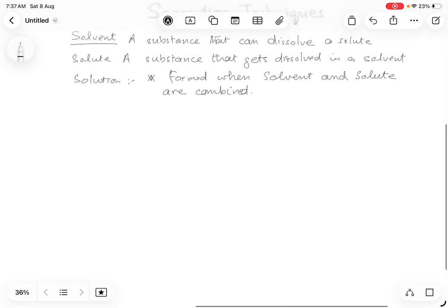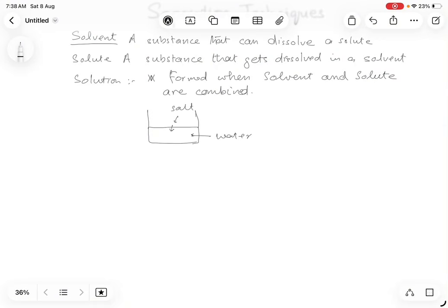So let's delve into a few examples. The first example I would introduce is this example of water and salt. Let's suppose we add a few spoons of salt into this water. So the salt is going to dissolve in this water, and this is going to form a solution. This salt is known as a solute. This water is known as a solvent in this case. All right.